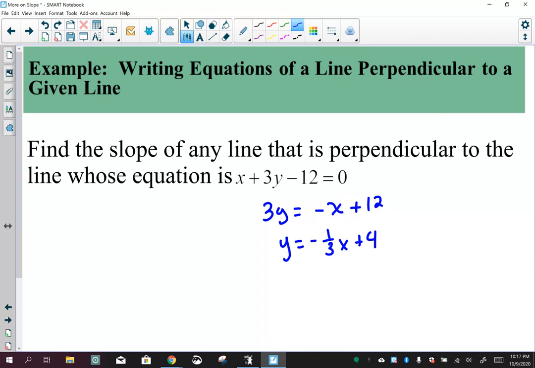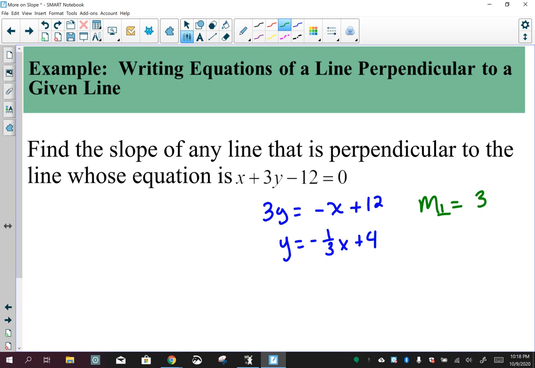So now I want to find the perpendicular. Well, the perpendicular slope, remember perpendicular is an upside down T. And that shouldn't be a Y, it should be an M. My bad. Let's try that again. So that perpendicular slope should be flip it, which is 3/1, and change the sign. It's going to be positive.